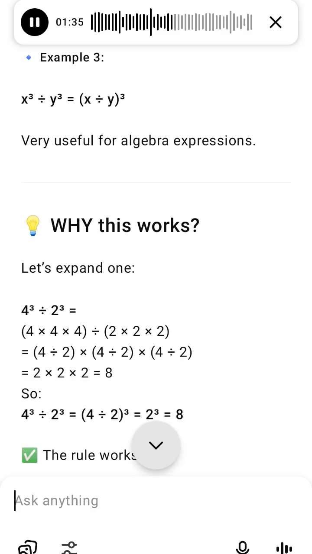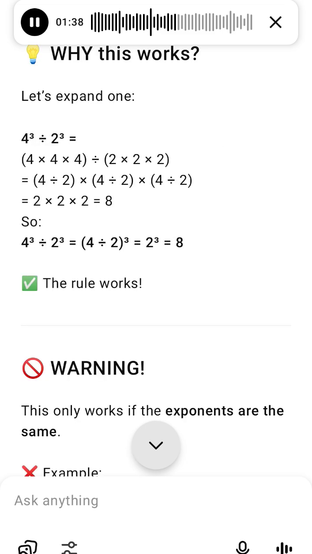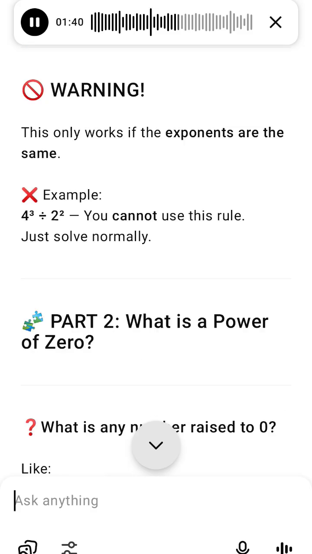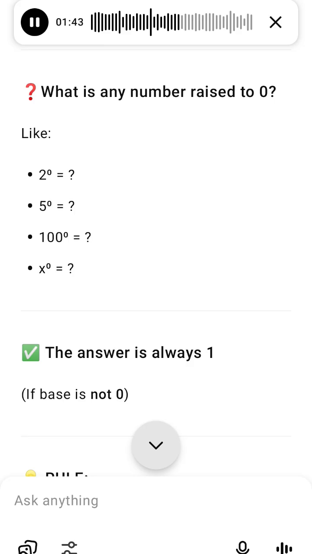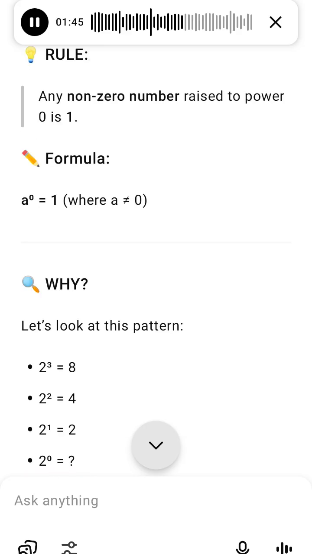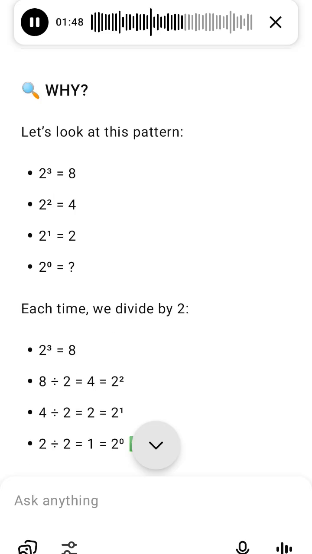3. Zero exponent rule. Rule: any non-zero number raised to the power 0 is always 1. Formula: a^0 equals 1 where a is not 0. Examples: 2^0 equals 1, (-5)^0 equals 1, x^0 equals 1 if x is not 0, (-100)^0 equals 1. Special note: 0^0 is not defined. We do not give it a value in mathematics.